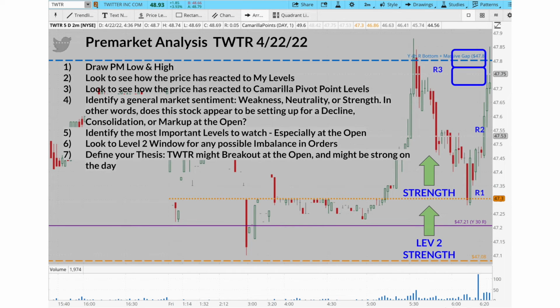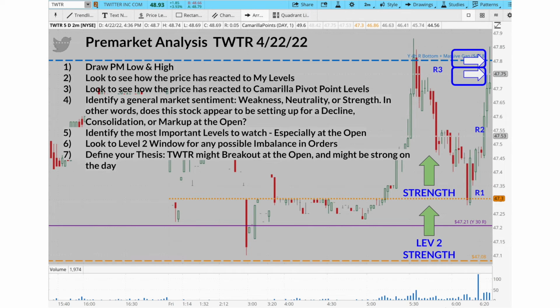I say might. Some people would say it's a probability game, which it is. But for me to say it's probably going to break out is still too strong of a bias. I prefer it might break out. I'm going to be ready if it is. That's how I like to approach this sort of thing.